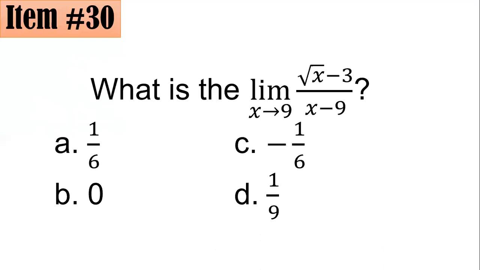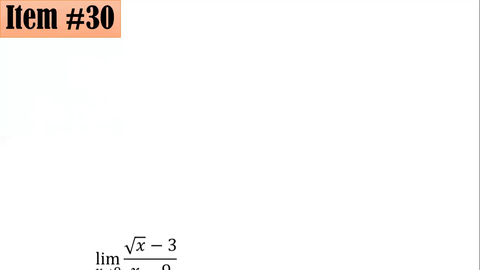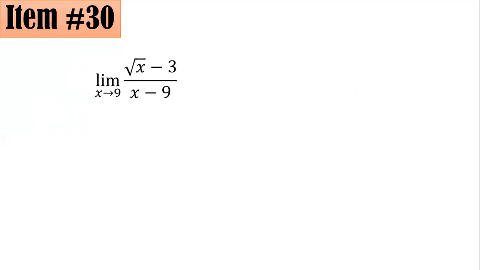Number 30. What is the limit of the square root of x minus 3, all over x minus 9, as x approaches 9? Is it 1/6, negative 1/6, or 1/9? If you substitute 9 to both numerator and denominator, the square root of 9 is 3. 3 minus 3 is 0. For the denominator, 9 minus 9 is 0. So you have a 0 over 0 indeterminate form, right?